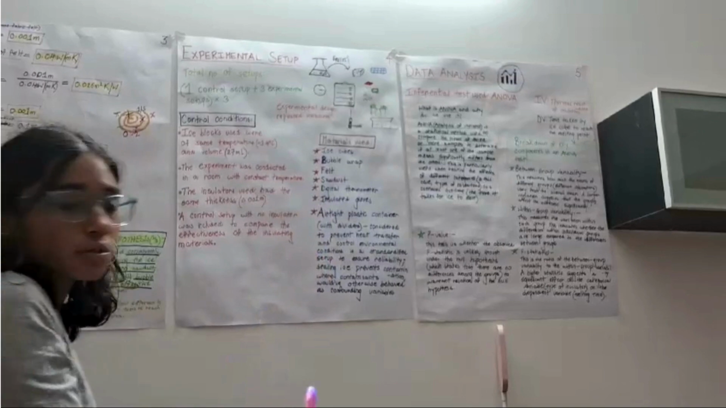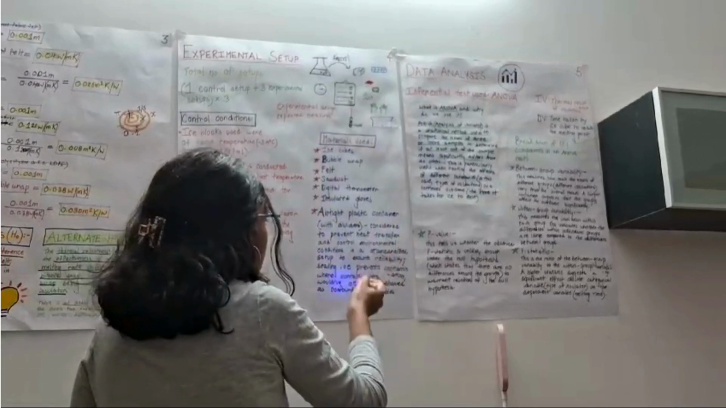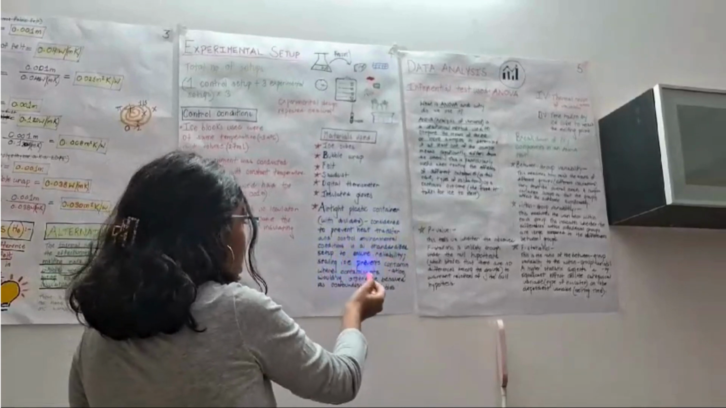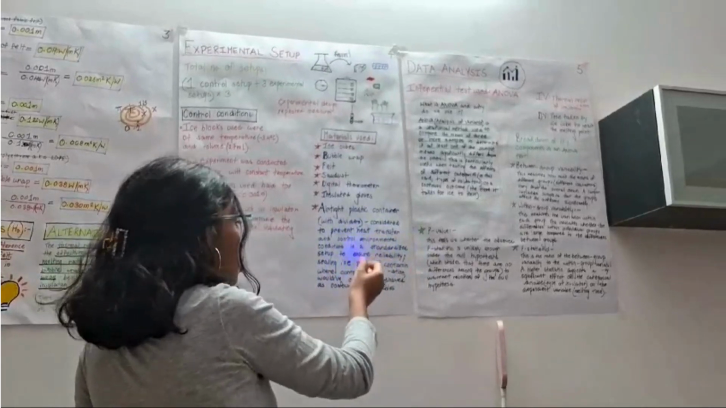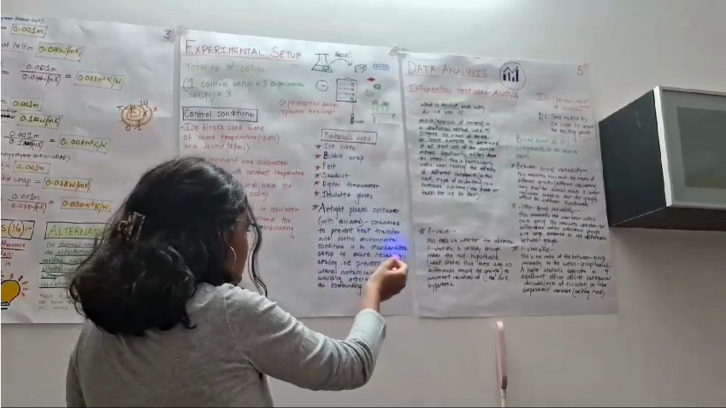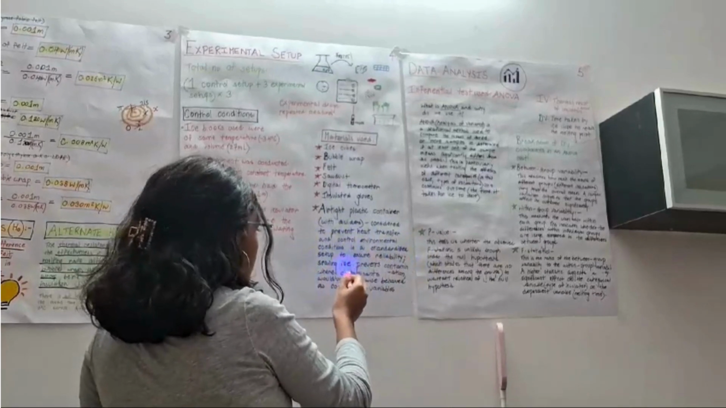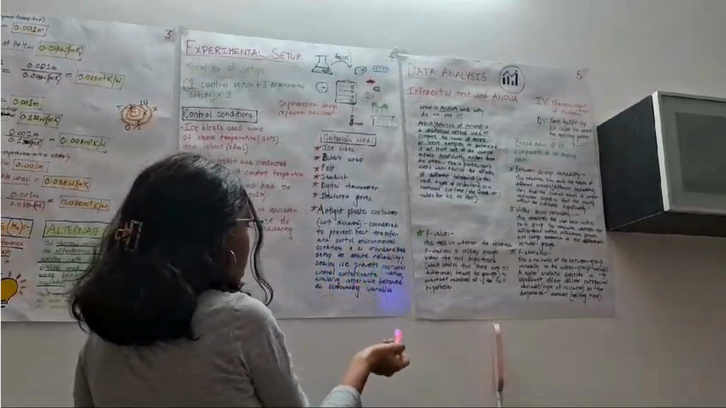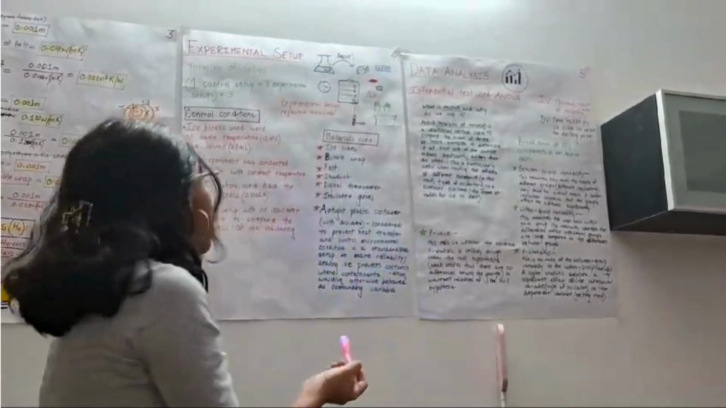Now, why did I choose this container? Because this is considered to prevent heat transfer and control environmental conditions in a standardized setup to ensure reliability. Sealing ice prevents contamination, where contaminants would have otherwise behaved as confounding variables.